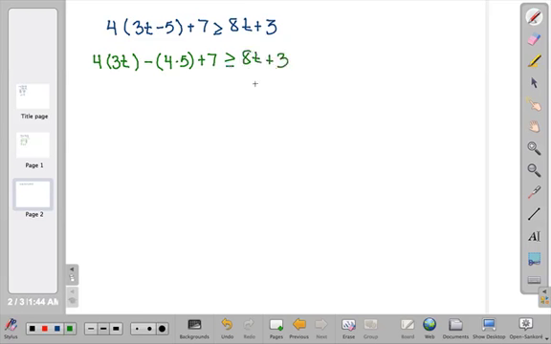plus 3. Okay, now I'm going to go back and do some math. 4 times 3t is 12, so we'll get 12t minus 4 times 5 is 20 plus 7 is greater than or equal to 8t plus 3. Now we're going to simplify. Notice that on the left side of the inequality we have negative 20 plus 7. Those two things can go together. Negative 20 plus 7 is negative 13.